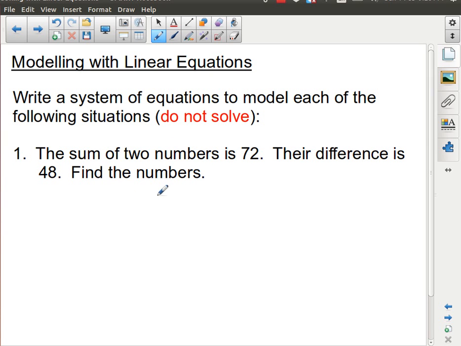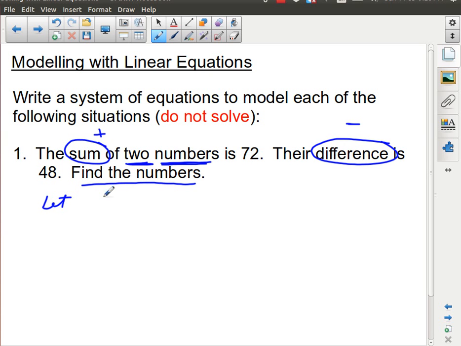So let's pick out some of the key features in this sentence. The sum of two numbers, so I know I'm going to be adding two things together. And it's two numbers, so that gives me a pretty big hint about my variables. We've got a difference, and that means I'm of course going to be subtracting. So they give me a sum of 72, and they give me a difference of 48, and I'm trying to find the numbers. So it's pretty clear here that I'm trying to find two numbers, so I'm going to let x and y be the numbers.